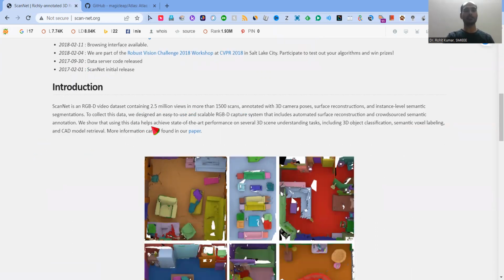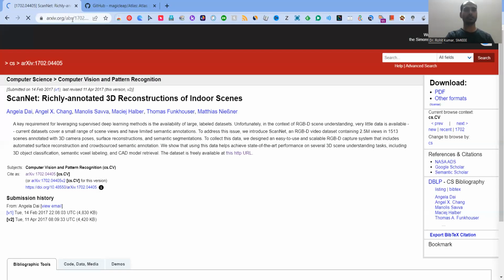Coming to the introduction part, they are claiming that they have 2.5 million views from more than 1,500 scans, and annotated 3D camera poses, surface reconstructions, and instance-level semantic segmentations have been introduced. To collect this data, they have used different approaches, including a scalable RGB-D capture system, where they have used automated surface reconstruction and crowdsourced semantic annotation.